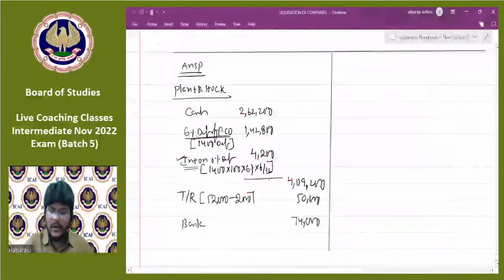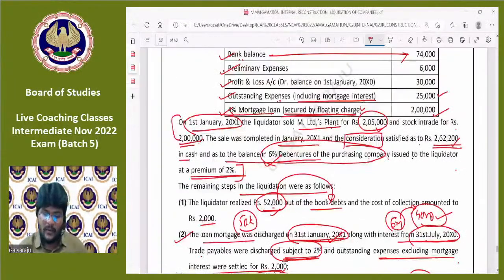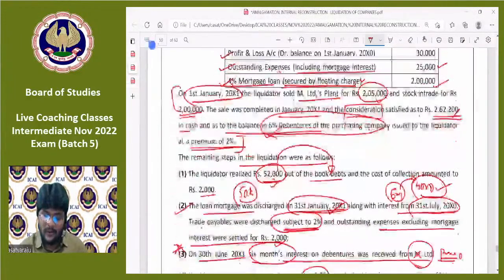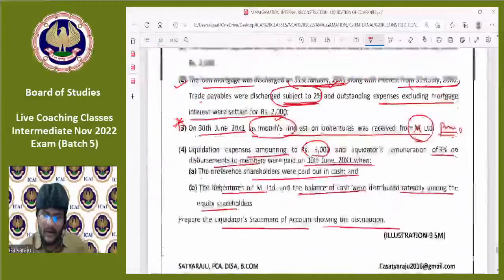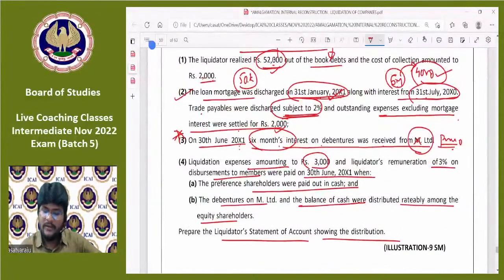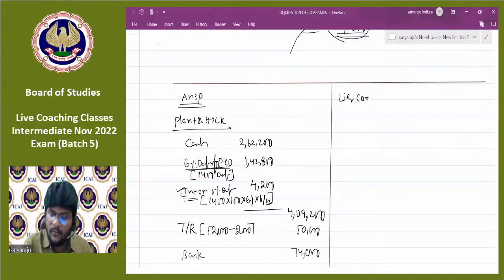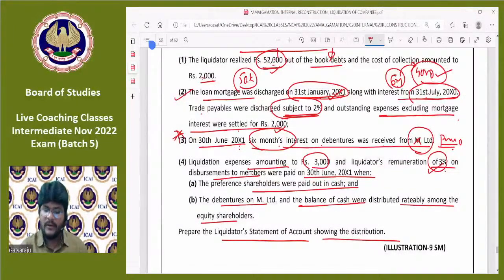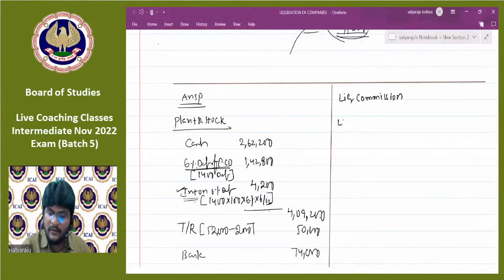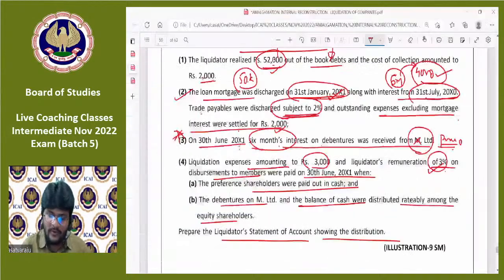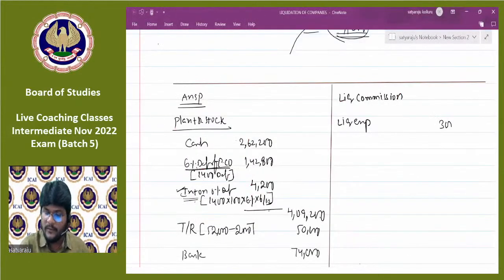Fine. Now let me start making payments, guys. First, under making payments, the first and foremost payment is liquidator remuneration, because there are no legal charges available. That's why you can go for liquidator remuneration of 3% on disbursements to members. So liquidator's commission, but we are not paying liquidator's commission right now. The reason is we should make payment for 3% at the time of making payment to shareholders. That's why ignore it for the time being. Next, liquidation expenses. How much liquidation expenses? 3,000. Fine. So liquidation expenses over.